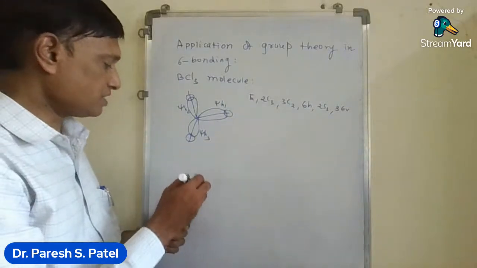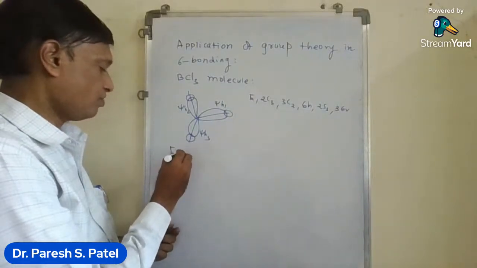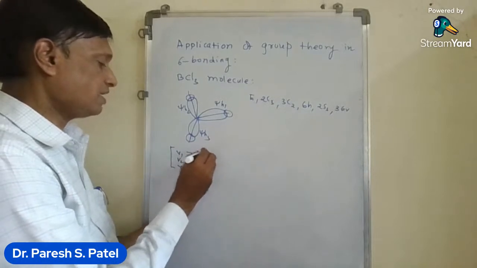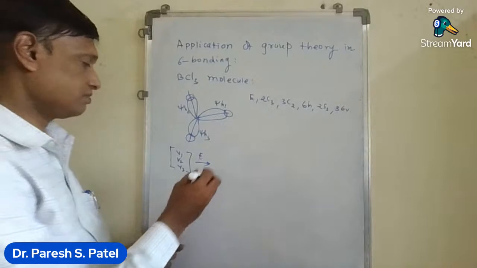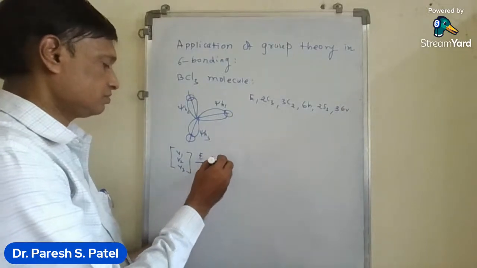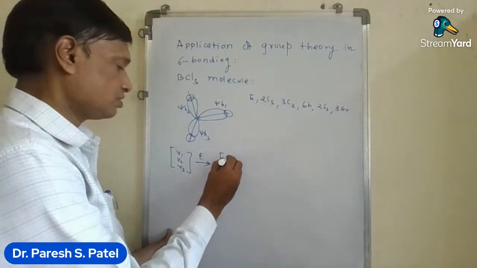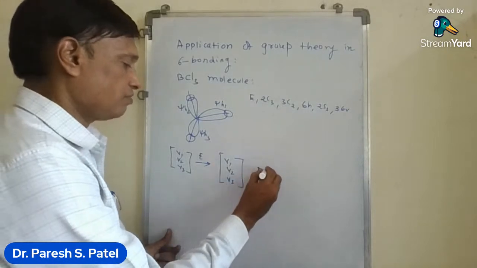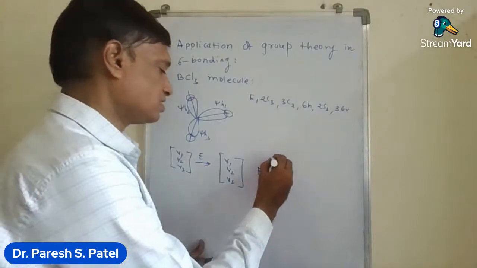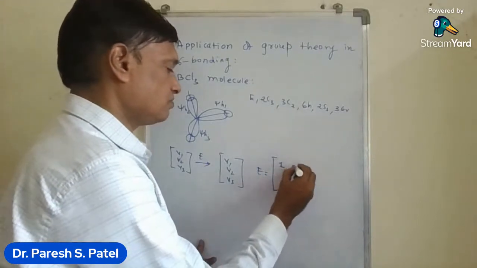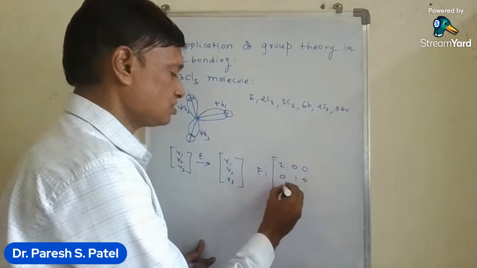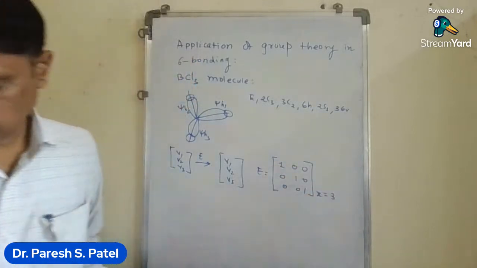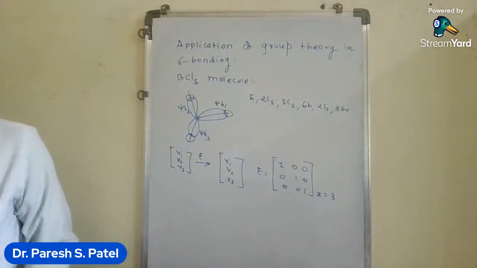Now, if you consider V1, V2, and V3 and operate the identity symmetry operation on them, there is no change in the position of the vectors. So we can write the matrix as 1 0 0, 0 1 0, 0 0 1, or we can say the character is equal to 3.